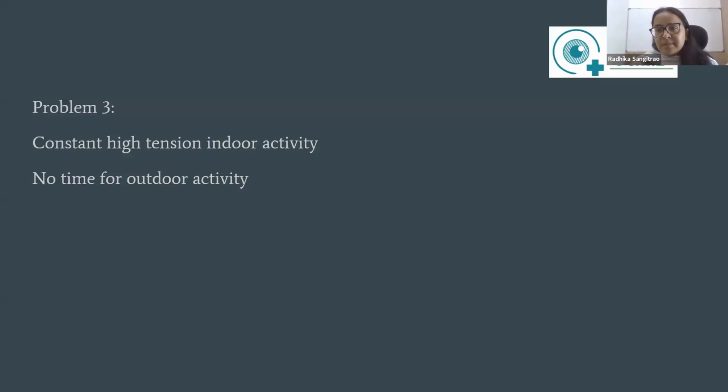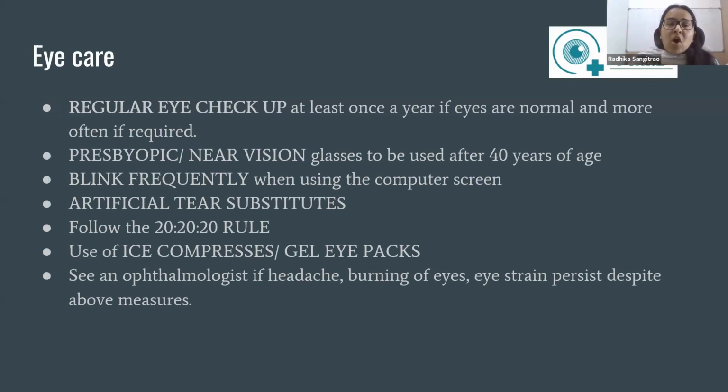So this is a major problem that increases the computer vision syndrome symptoms. So now what can we do to reduce these symptoms? What very basic things can be done so that we are more comfortable at work, so that our productivity increases? Firstly, a regular eye checkup is a must, at least once a year if the eyes are absolutely normal, and more if required or advised by your ophthalmologist.